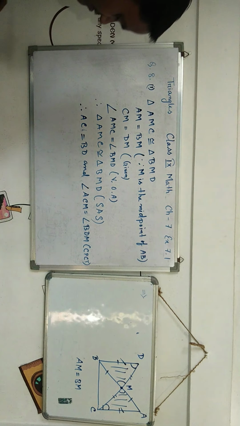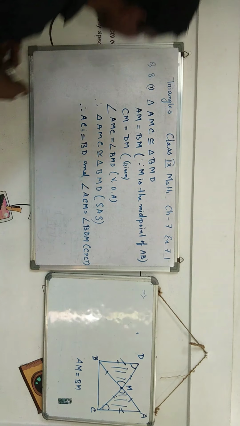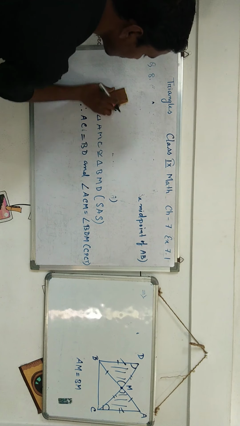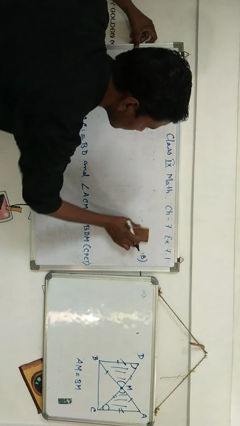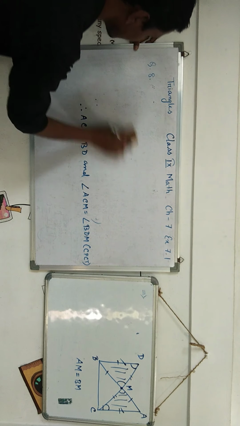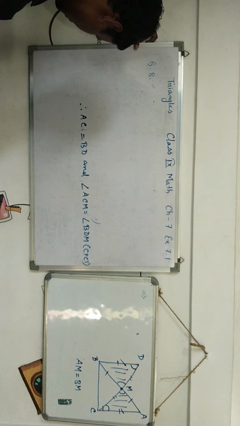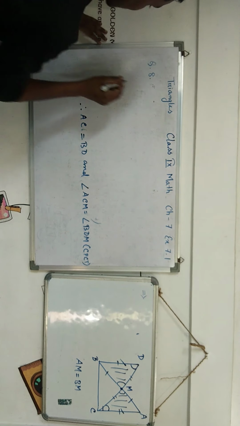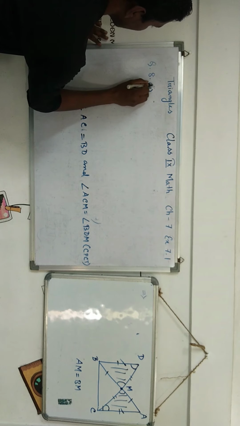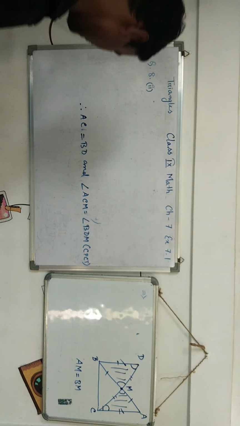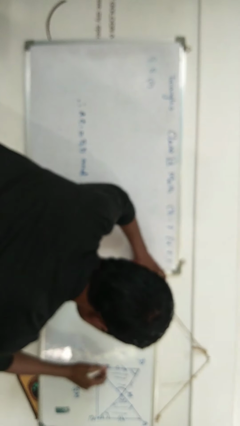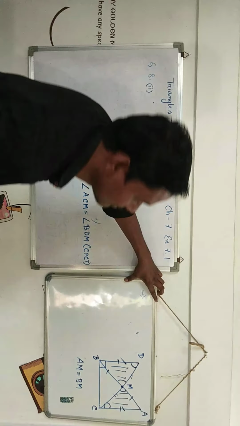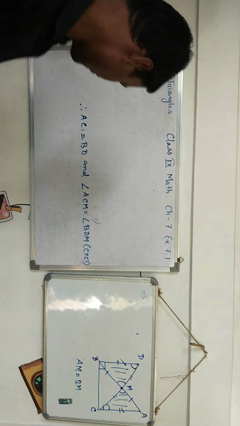Next, let's move to the second part, number 2. What to prove? Second one, we have to prove that angle DBC is a right angle. We have to show that angle DBC is 90 degrees. This angle DBC is equal to 90 degrees. We have to show it. Now first point, how to show?